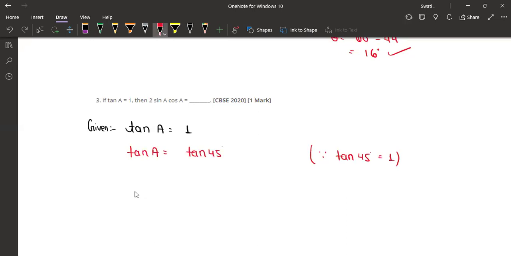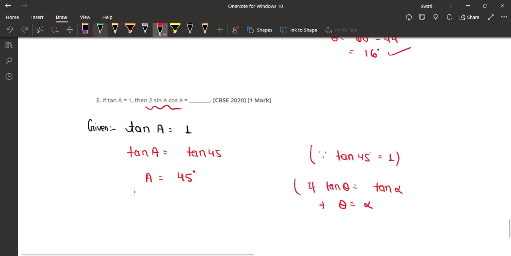Now there is another formula we know that if tan theta is equal to tan alpha, then that implies theta is equal to alpha, right? So using that, this will become A is equal to 45 degrees. So we have the value of A. Now what do we have to find? We have to find out 2 sine A cos A, right? So we can substitute the value of A as 45. So 2 sine 45 cos 45, right?